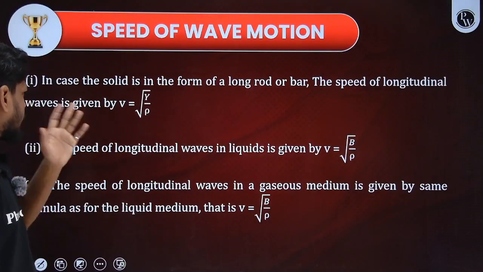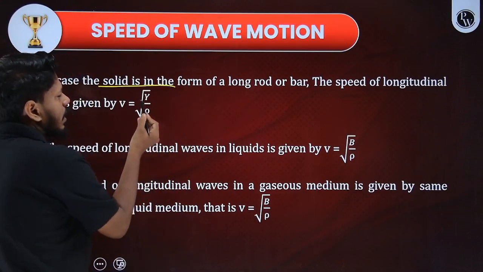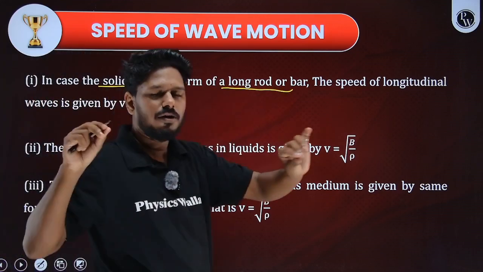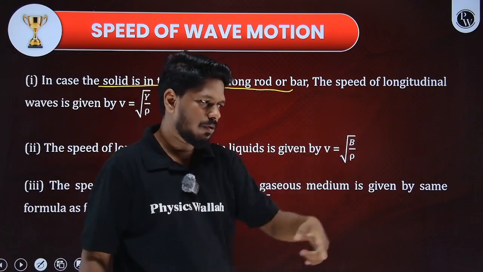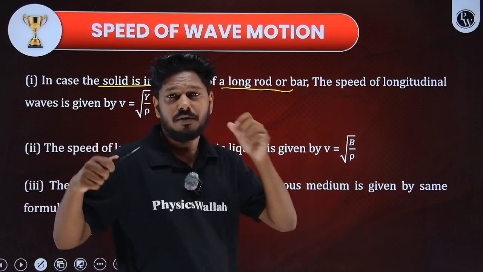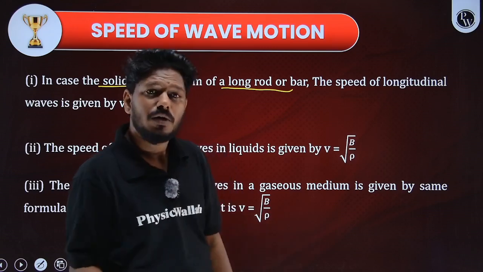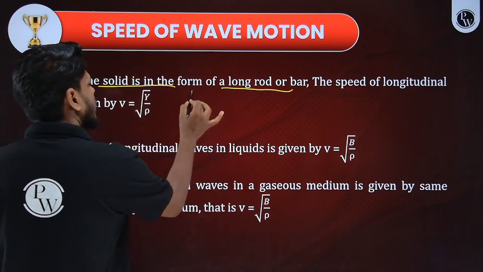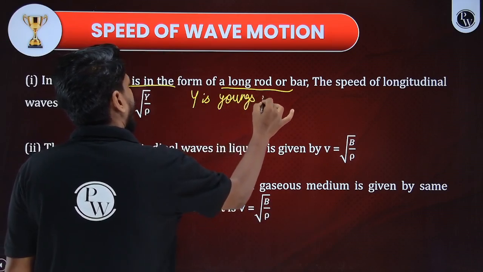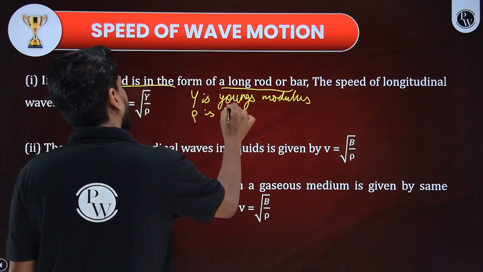If I am talking about a solid in the form of a long rod, as I showed in the wire, in a wire they will be giving you tension. In a long rod they give you Young's modulus. So Y is Young's modulus. So these are all just formulas. You have to just remember the formula, and this is density.